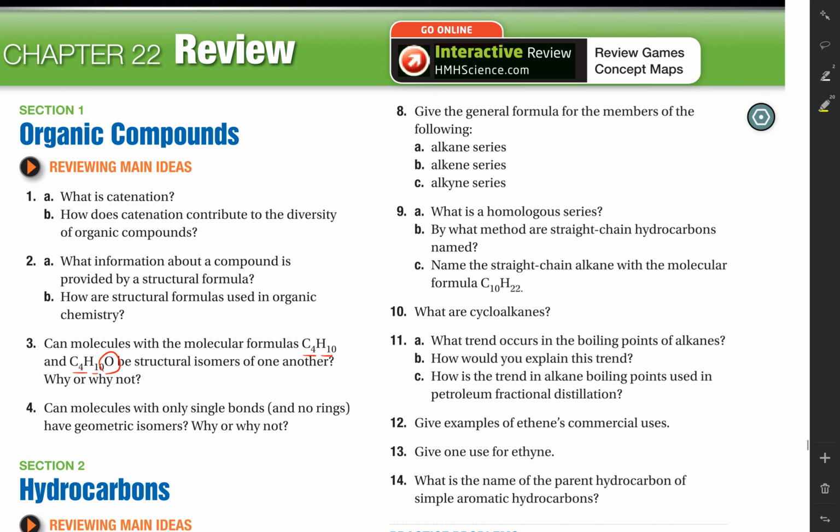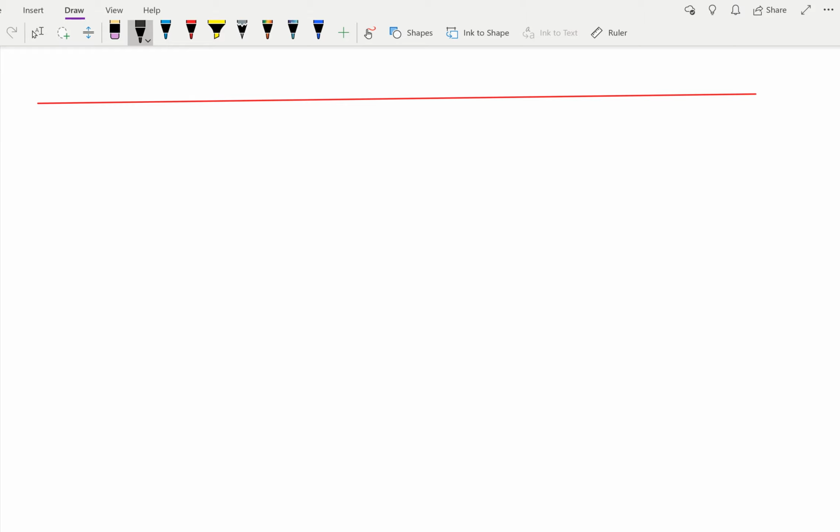Question number 4. Can molecules with only single bonds and no rings have geometric isomers? Why or why not? For answering this question, first let's say why when we have the double bond we have geometric isomers. An example of geometric isomers is like what I am drawing on the screen.